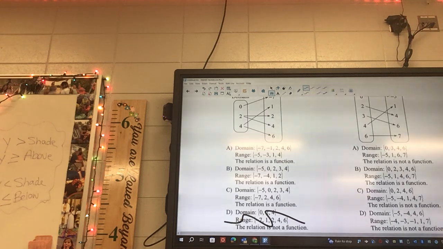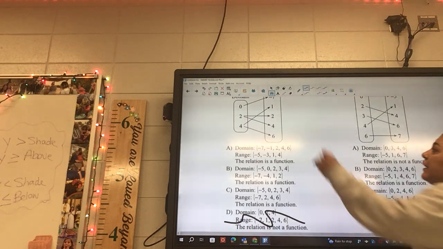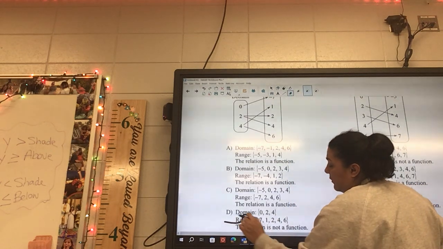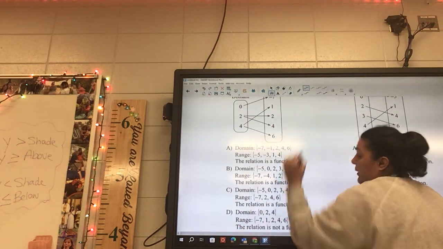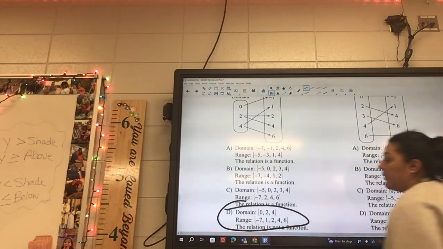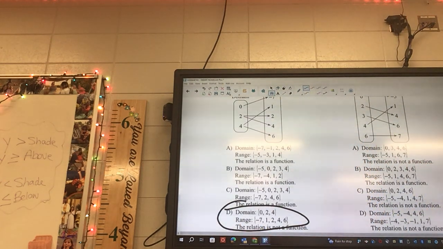Okay, what is the domain? Oh, wait, no, I did it all jacked up. You can tell which one. Is it a function? No. It's D. No, it's not a function, so it is D, is what I meant to say. Not cross off D. It's the only one that says it's not a function, and all the other ones say it is a function. So that's my bad.